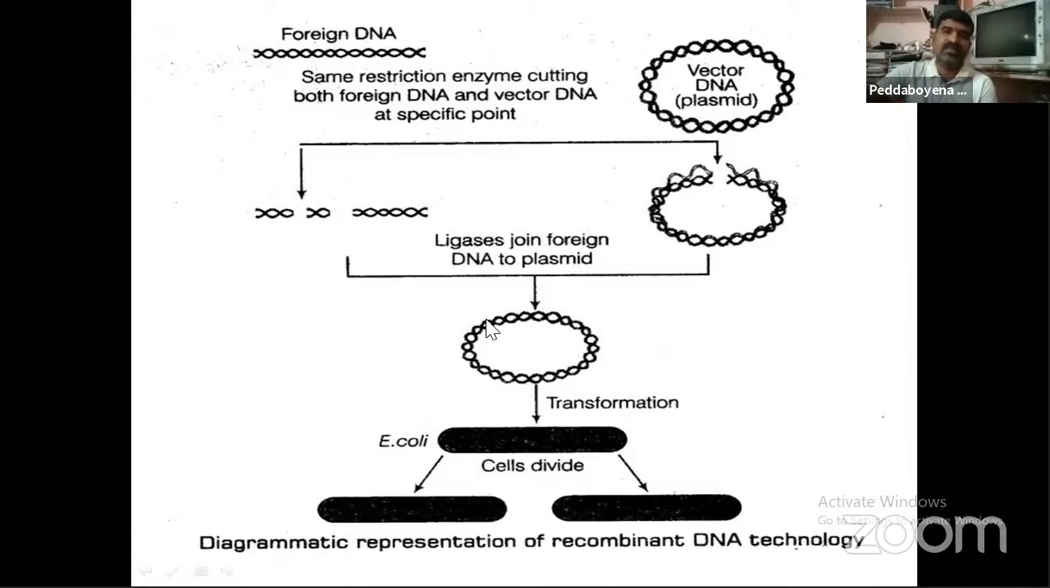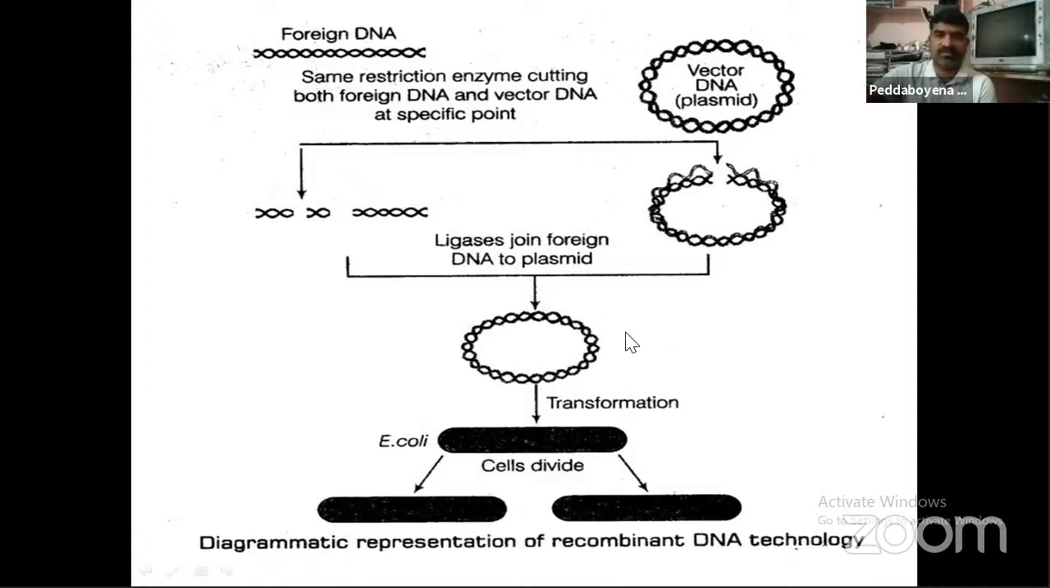Why? Because they consist of the plasmid nature, and another part is foreign. So both characteristic natures are there. These are called rDNA or recombinant DNA, chimeric DNA.